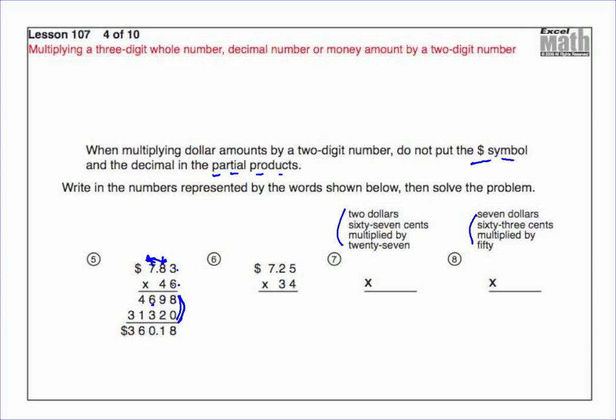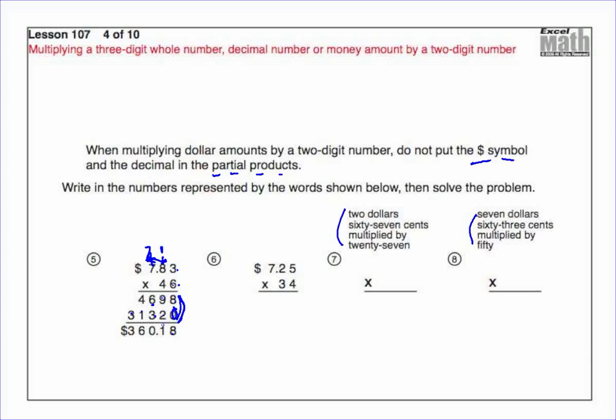Scribble out these old ones. And now we're multiplying 7.83 times the 4. And with my placeholder right here as the 0. 3 times 4 is 12. Carry the 1. 8 times 4 is 32. Plus 1 is 33. Carry the 3. 7 times 4 is 28. Plus 3 is 31.